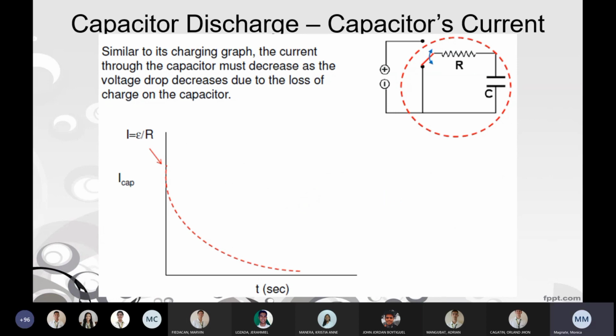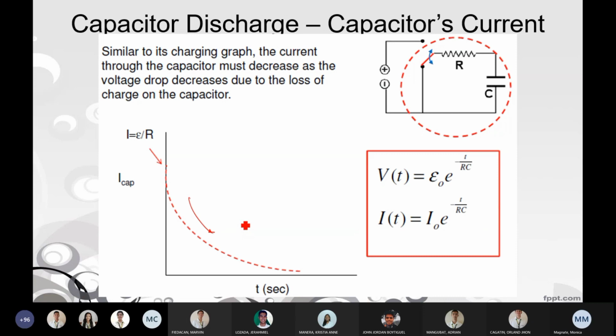Similar to its charging graph, since nakaseries nga yung resistor natin kay capacitor, bababa din yung current kay capacitor. And ito yung voltage ng capacitor, ito yung dinerive natin kanina. Yung E sub O natin or V sub O, same lang naman yun, e raised to negative t over RC. So it is initial voltage yung V sub O natin. I of t natin equals I sub O e raised to negative t over RC.